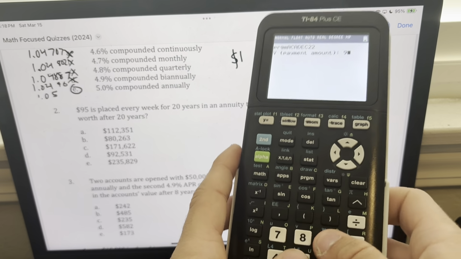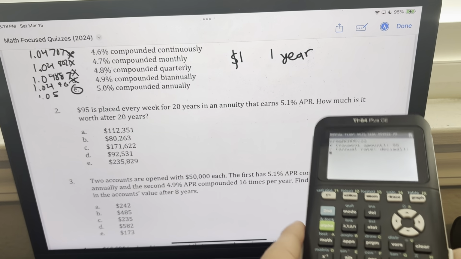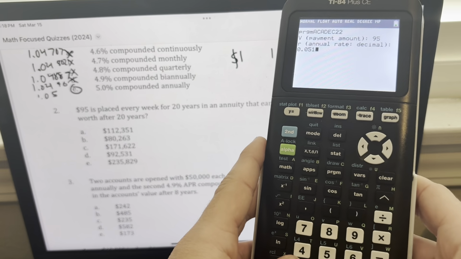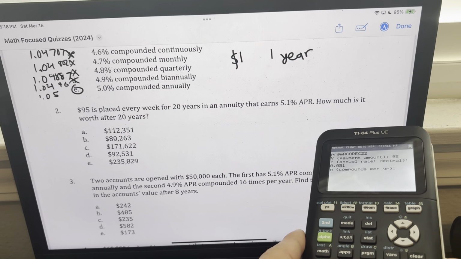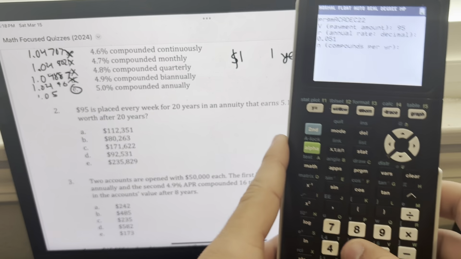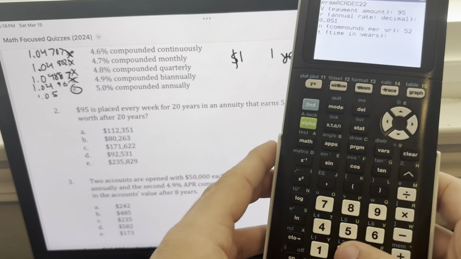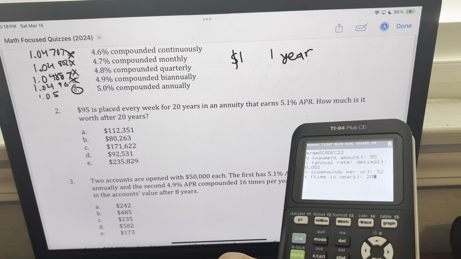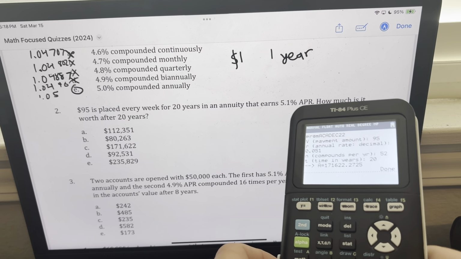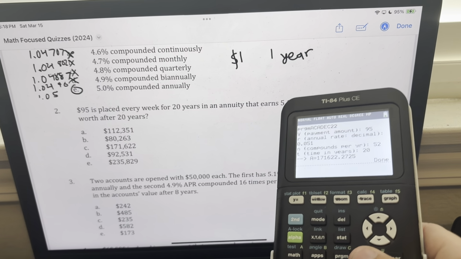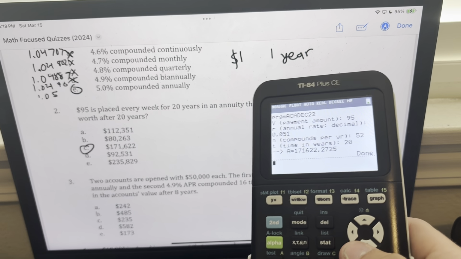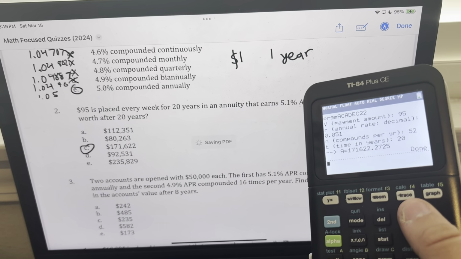Payment amount we know is $95. We know the rate is 0.051 here. We know the compounds per year is going to be every week, so there are 52 weeks in a year. Time is 20 years. And we get that option C right there. And our calculator just gave it to us, so pretty easy.